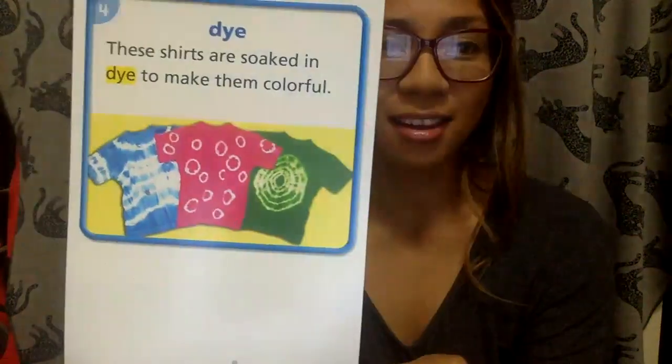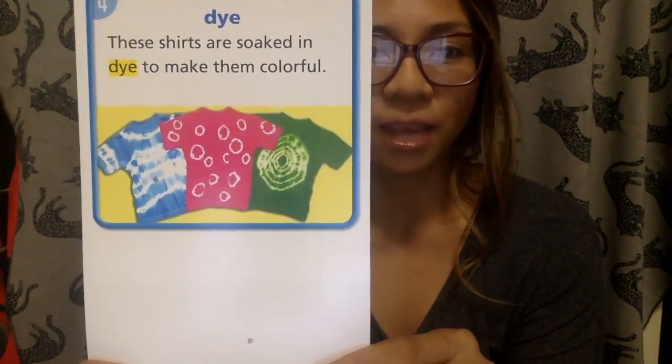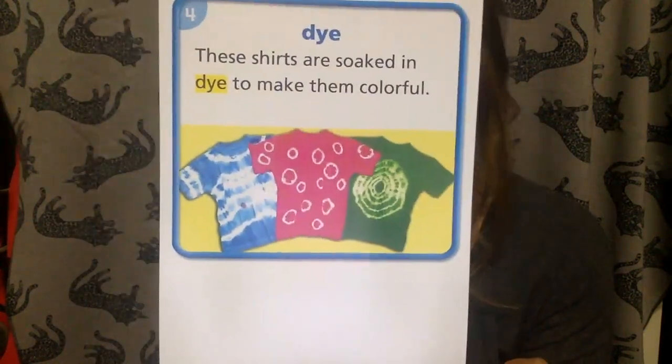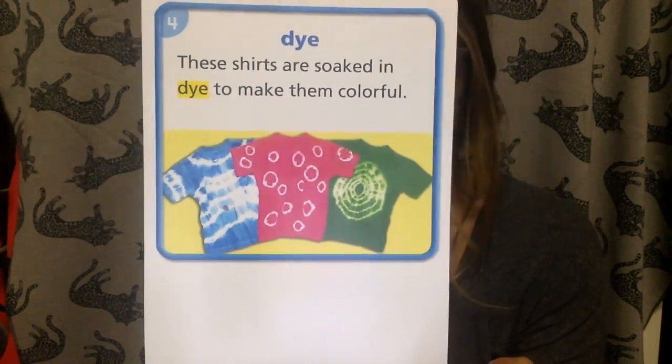The next vocab word is dye. These shirts are soaked in dye to make them colorful. Dye means a liquid used to change the color of something, kind of like Easter eggs.